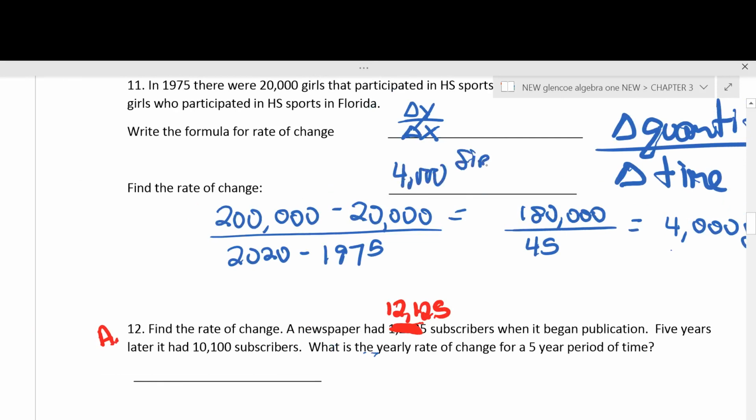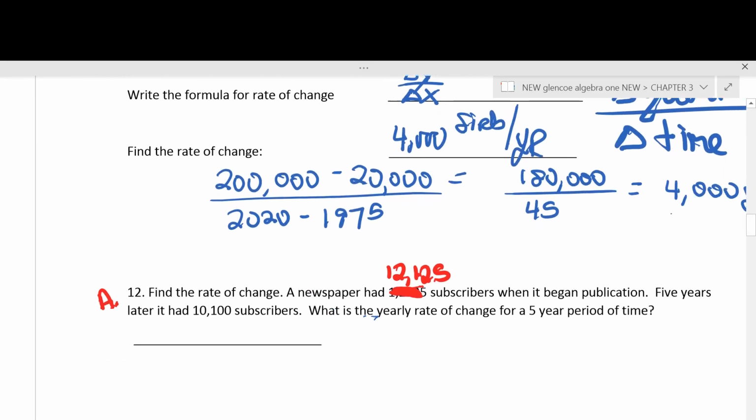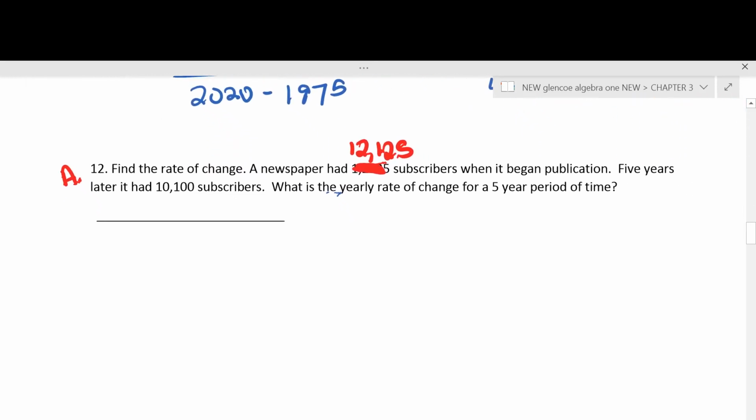4,000 girls that played high school sports per year. Find the rate of change. The newspaper had 12,125 subscribers when it began publication. 5 years later, it decreased, and now it only had 10,100. What is the yearly rate of change for a 5-year period?